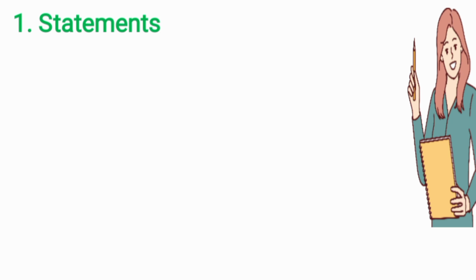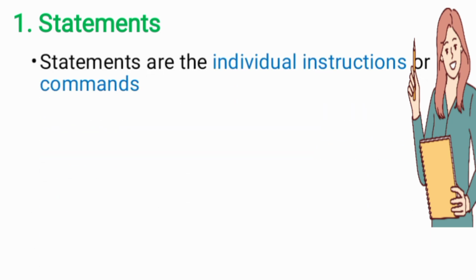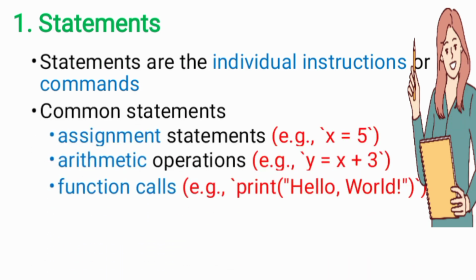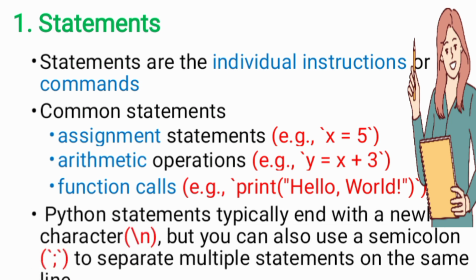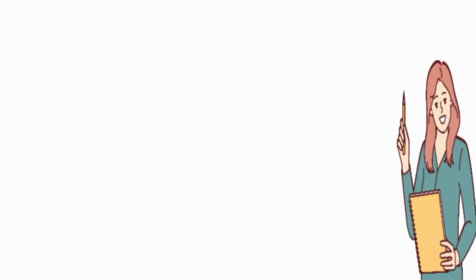First one, statements. Statements are the individual instructions or commands that make up a Python program. Common statements include assignment statements, say for example x equal to 5, arithmetic operations, example y equal to x plus 3, and function calls, print within the bracket "hello world", where the text is given within the double quotes. Next, Python statements typically end with a new line character, that is \n, but you can also use a semicolon to separate multiple statements on the same line.